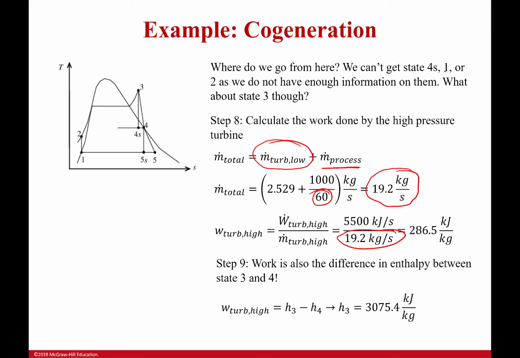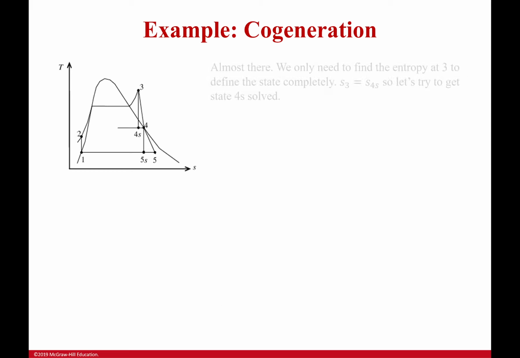Now that by itself is going to be enough for us to figure out the rest of this problem, because with this enthalpy, I can go to my superheated tables and figure out where I'm supposed to be. But we will need one more property, because at H3 we don't actually know the temperature or the pressure going into that high pressure turbine. So let's look at point 4s right here and see if we can solve it.